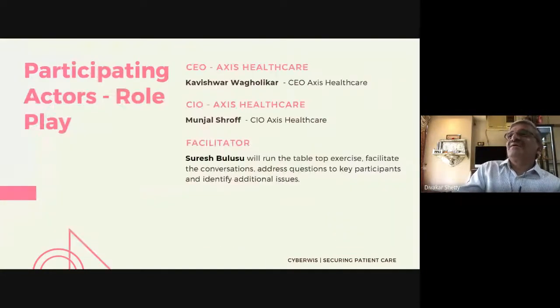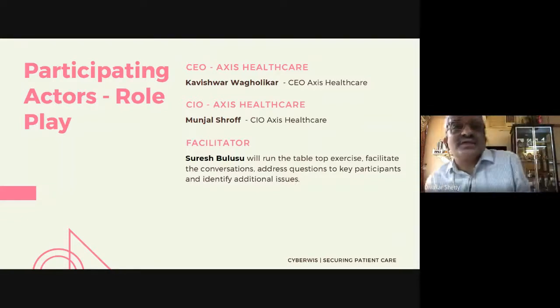These are the roles which are being played. Dr. Kavishwar Vagholikar will enact the CEO role of Axis Healthcare. Munjal will be the CIO of Axis Healthcare. And the facilitator will be Suresh Bulusu. So Suresh, can I hand it over to you now? Can you run the exercise for all of them?